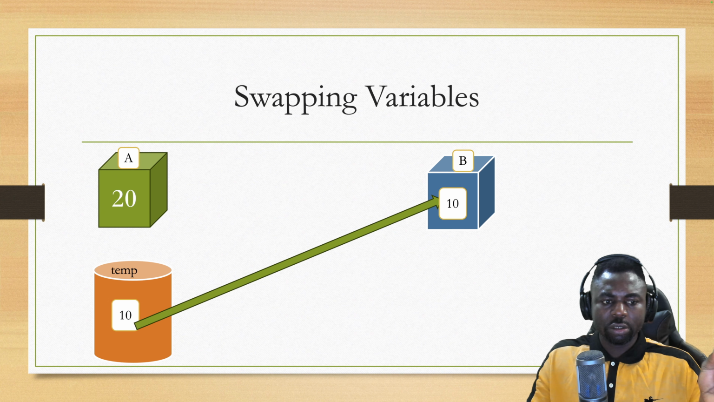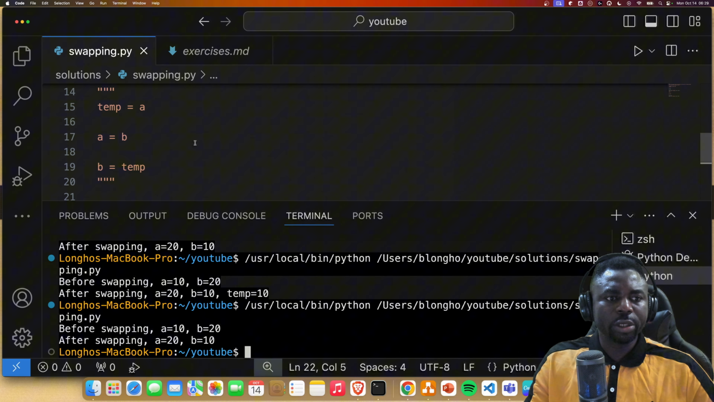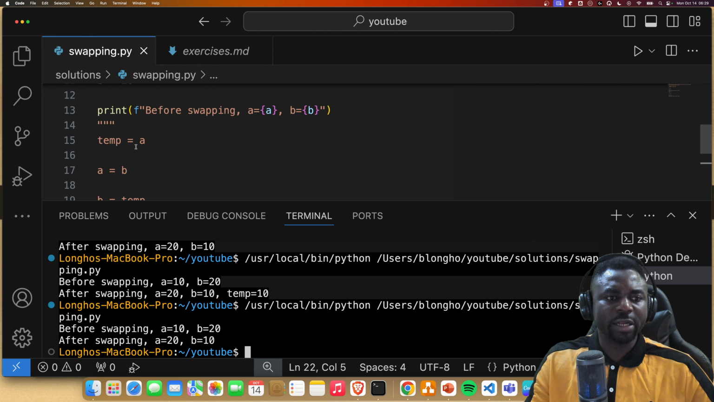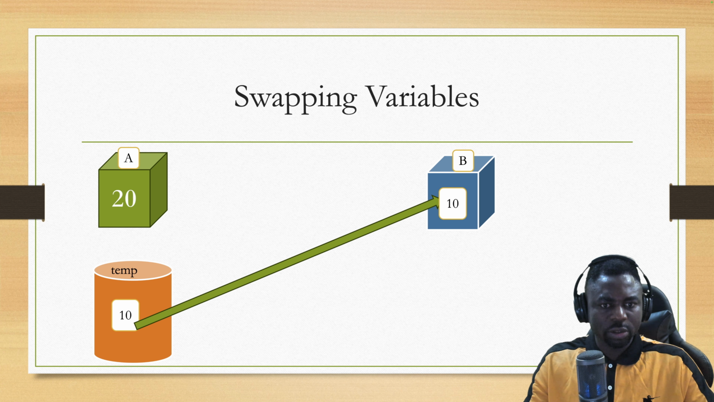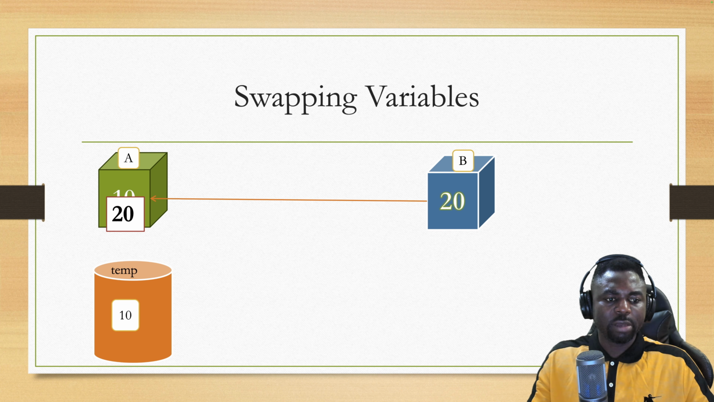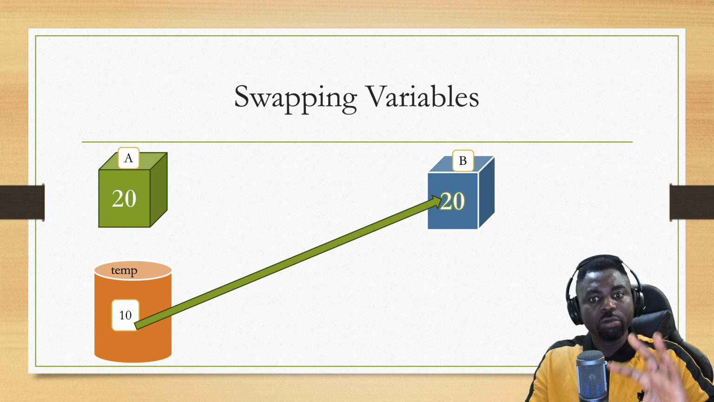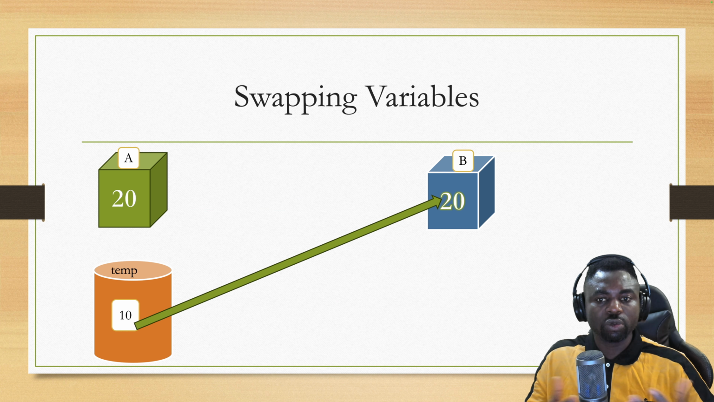I asked a question before, what would be the value of temp, the temporary variable that we had in our program? And behold, that's the value that you see here. Whatever value that a had at the beginning is the same value that will remain in the temp. You see, we're just moving values from one variable to another. That is why they call it swap.